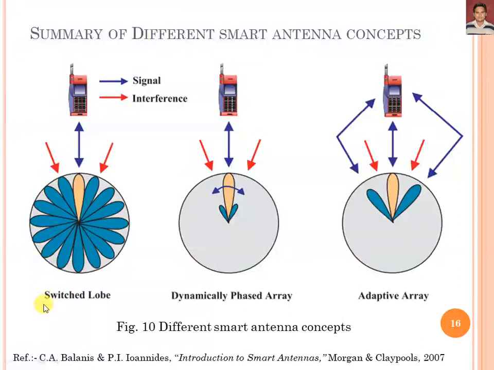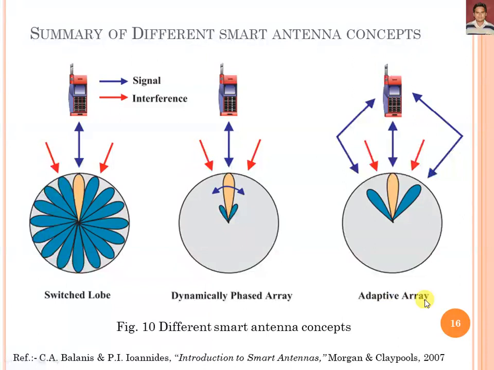Here you can see the switched lobe technique. When the mobile user is located at location X, the blue arrow represents the signal of interest, and the red represents the signal of non-interest, or we can say interference. When the mobile user moves, the fixed beam is switched from one beam to another beam. In the dynamically phased array concept, you can see this is the main lobe as the mobile is located at location N, and these are the two interfering signals.